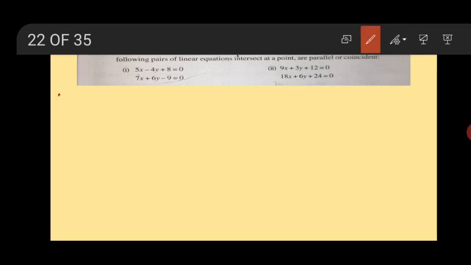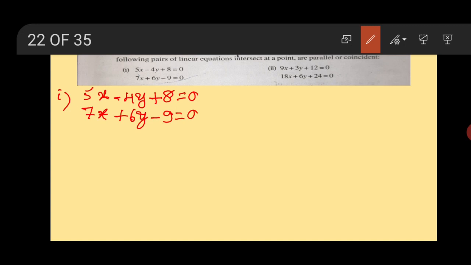Okay. What is given in the first equation? 5x minus 4y plus 8 is equal to 0. 7x plus 6y minus 9 is equal to 0. These are a pair of linear equations in two variables. First we have to keep them in the general form. What is the general form of a pair of linear equations? A1x + B1y + C1 = 0 and A2x + B2y + C2 = 0.